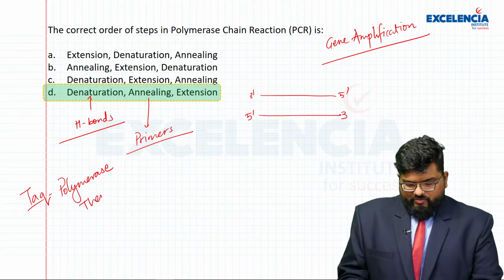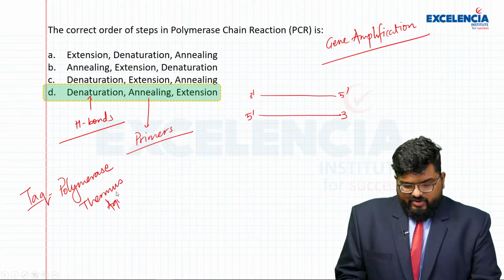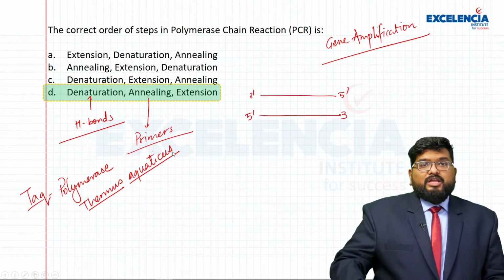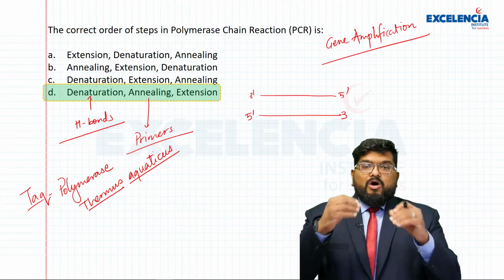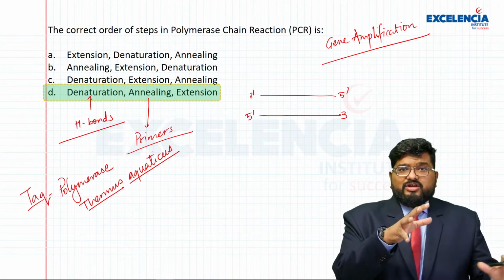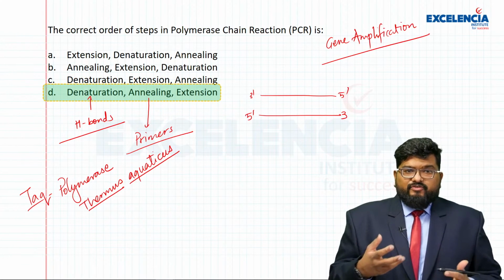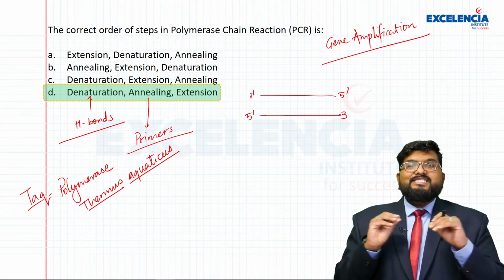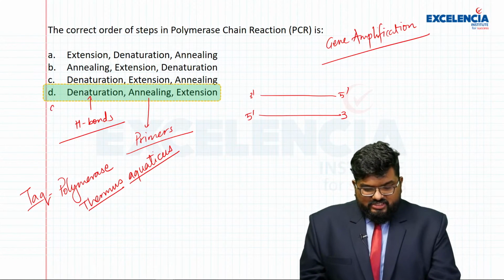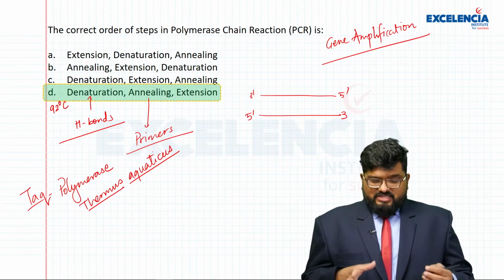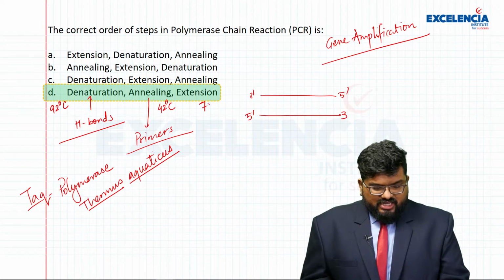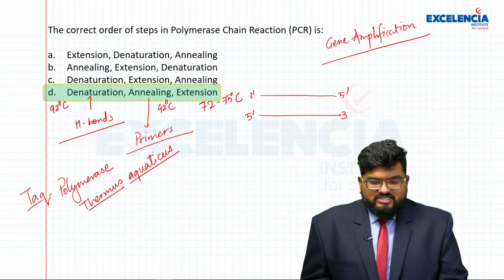Taq polymerase comes from the organism Thermus aquaticus, okay, which is a thermophilic bacterium. So Thermus aquaticus is a thermophilic bacterium. That means it is found in hot sulfur springs or areas where the temperatures are very high. So it's Thermus aquaticus. Its DNA polymerase, Taq polymerase, is stable at high temperatures. So denaturation takes place at about 92 degrees Celsius. Annealing takes place at about 42 degrees Celsius, and extension takes place anywhere between 72 to 75 degrees Celsius.